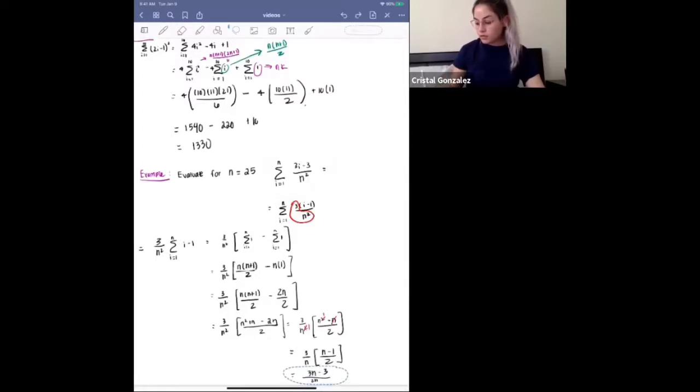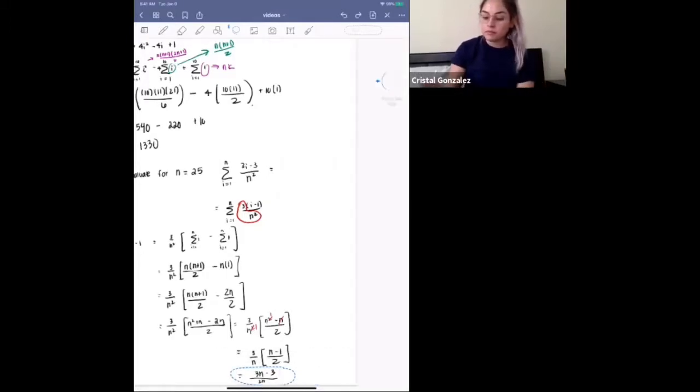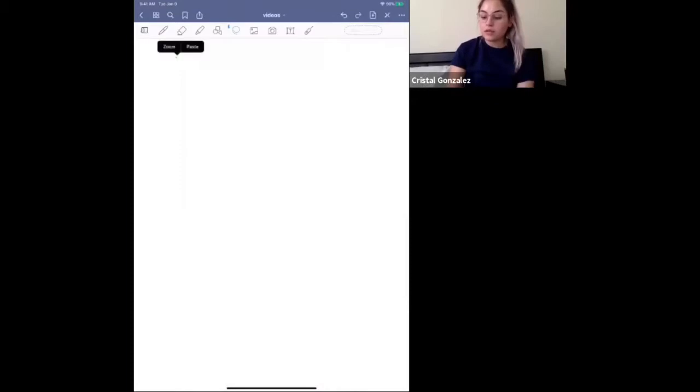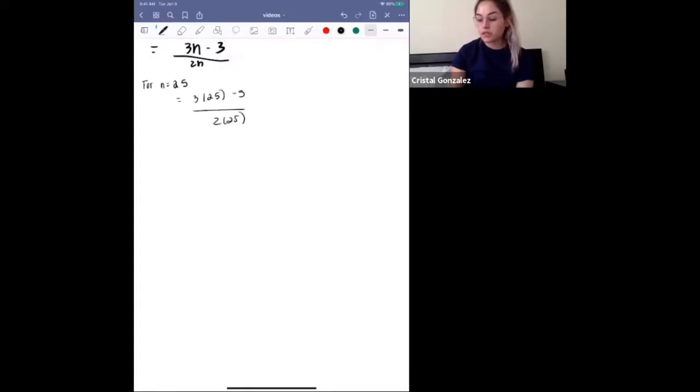And let me copy this over so that we have it, so we can use it. Okay, so for n equals 25, all we're going to do is plug it in. We're going to get 3 times 25 minus 3 all over 2 times 25. So this is going to be what? 75 minus 3 over 50, which is the same thing as 72 over 50.